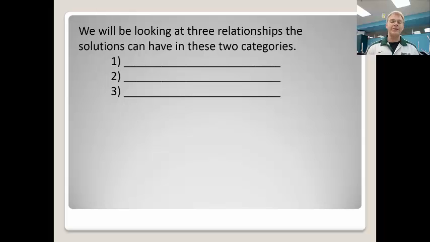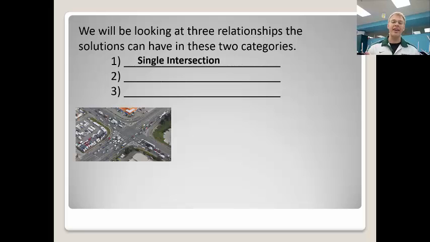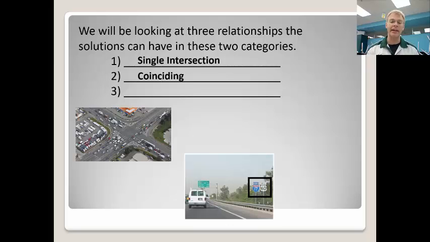So if we break these two categories down, there's kind of three different specific relationships that the graphs of our solutions can have. They can have a single intersection, right? Just like we can see here, these two streets will intersect once and then never intersect again in all of the infinite number of ordered pairs that are on those lines. They could be coinciding, right? Coinciding, we've talked about this before, but coinciding means that two graphs are literally right on top of each other. They're literally the same line. You can see the example down there.